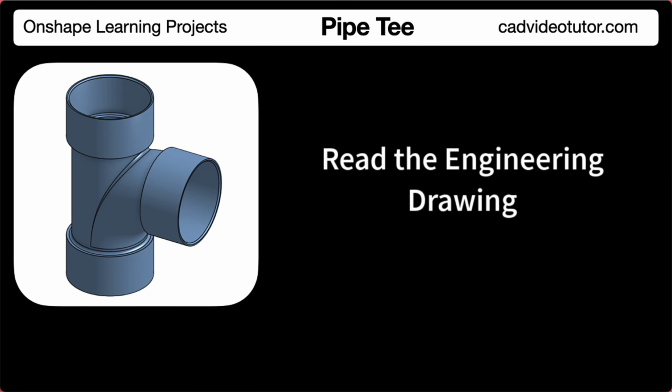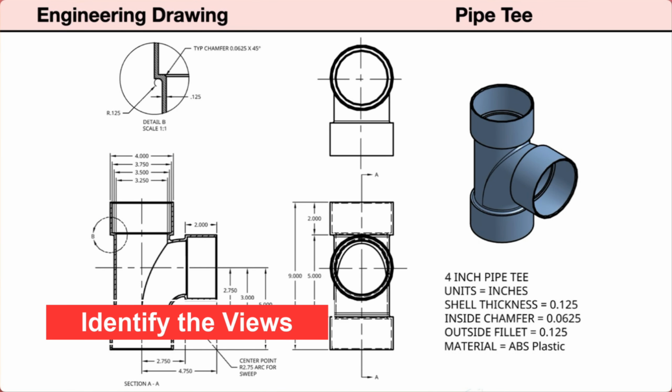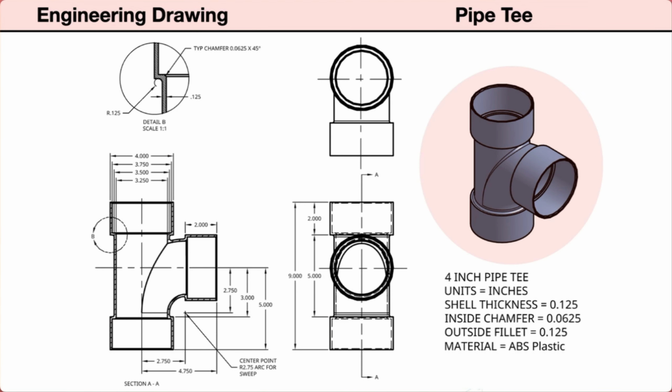In this segment, we'll read the engineering drawing for this pipe tee. Let's start by identifying the views provided in the drawings. First, there is an isometric view showing the pipe tee as a 3-dimensional pictorial. Next, 3 orthographic views. On the bottom left is a front section view. Projected and aligned to the right of the front view is a right side view. Projected and aligned above the right side view is a top view.